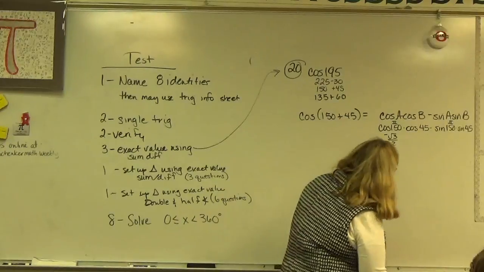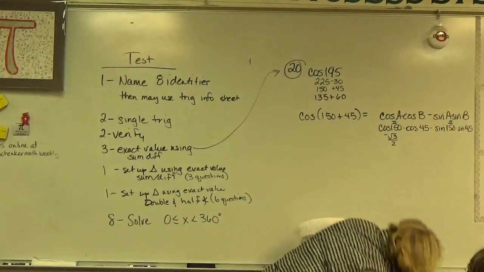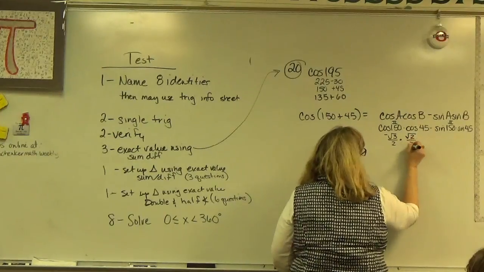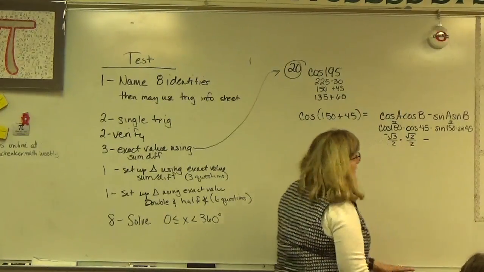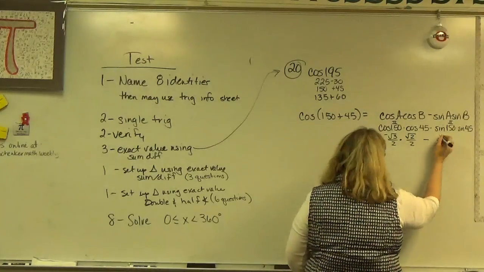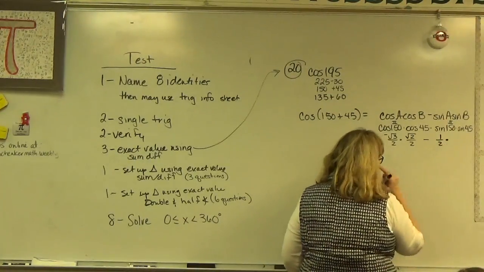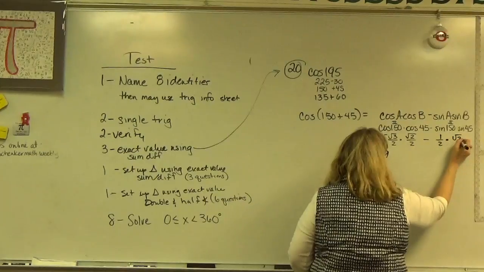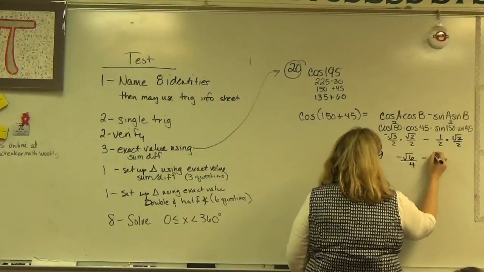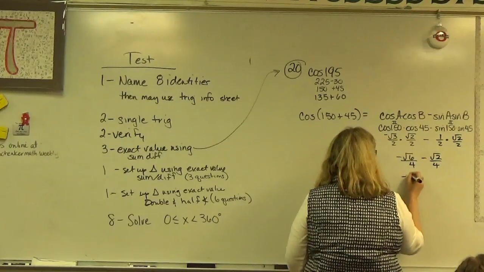Yes. Okay. What's the cosine of 45? Cosine of 45 is the square root of 2 over 2. What's the sine of 150? Sine of 150 is 1/2. Second quadrant, sine's positive, so I don't need to do anything. And the sine of 45? So negative square root of 6 over 4 minus square root of 2 over 4.